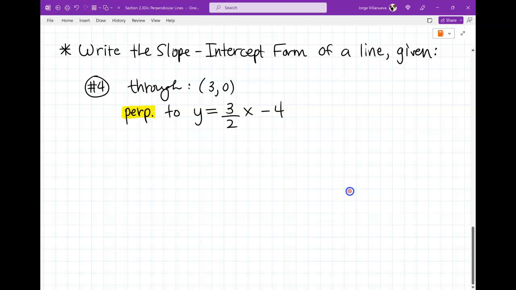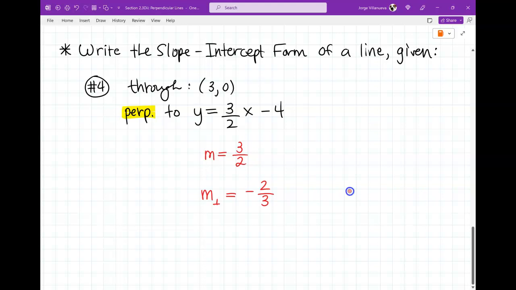All right. Where was I at? So writing the slope-intercept form of a line given that it's going through that point perpendicular to that. My slope, we said, the one they gave me, is 3 over 2. I want a perpendicular slope. What's the perpendicular slope? All right. So reciprocal and change the sign, negative 2/3, right?